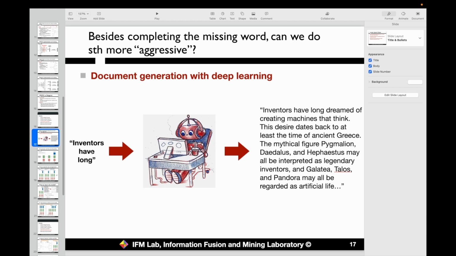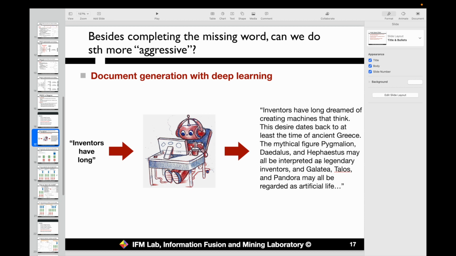For example, on this page, we show you an example. If we feed the model with 'the inventors have known', these three words as three beginning tokens for the model, then we want the model to generate one article out, like 'inventors have known, dreamed of creating machines that can think.' Then the task will be much more aggressive, also much more challenging, right? So can we do this?